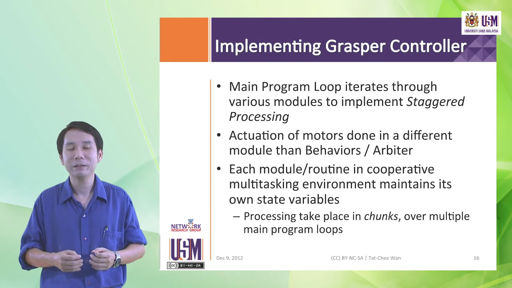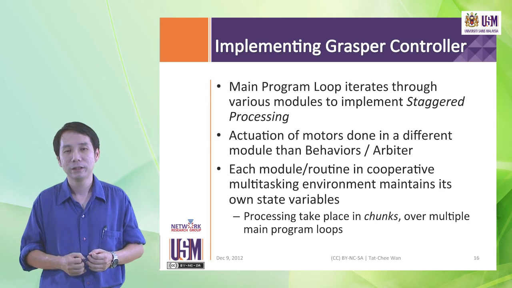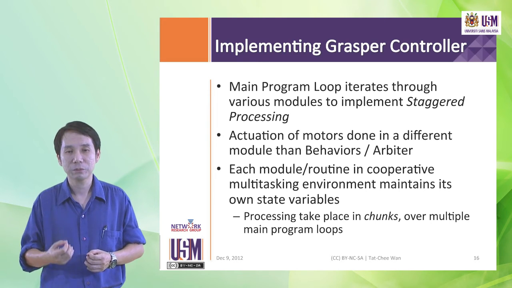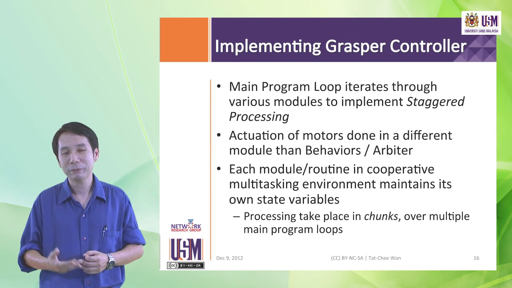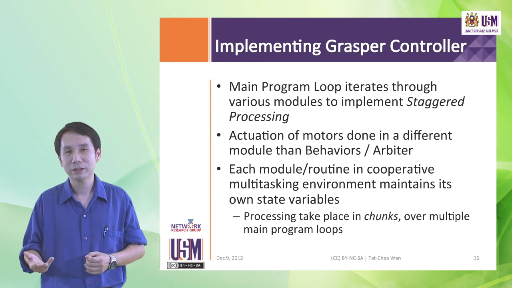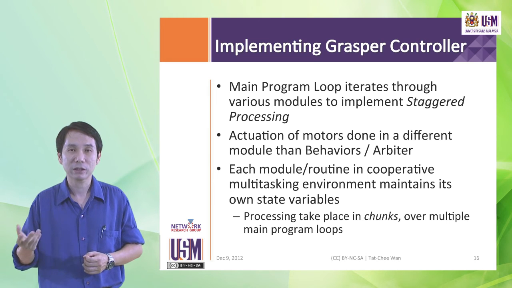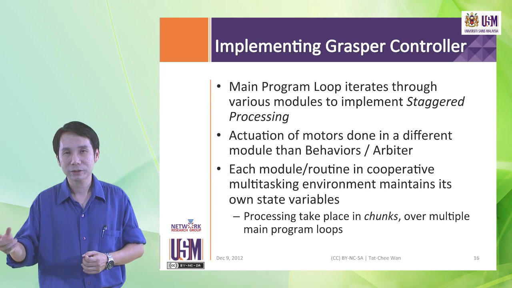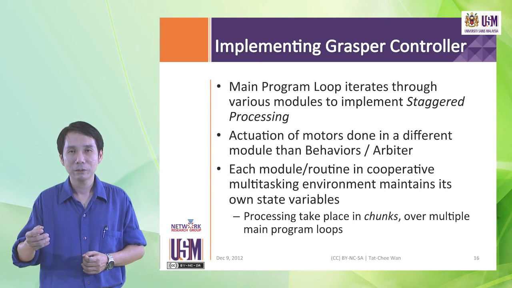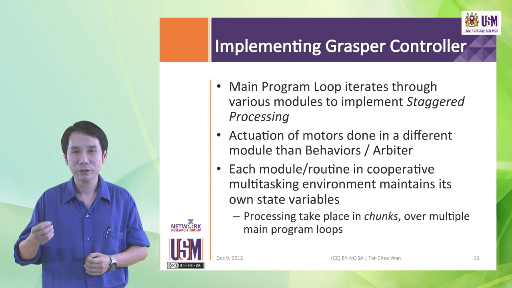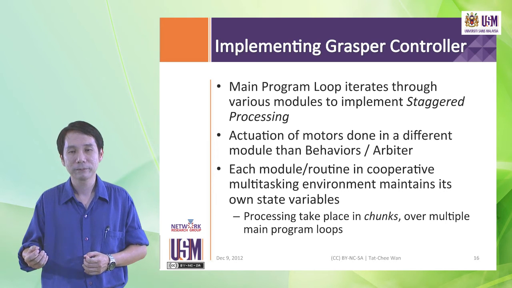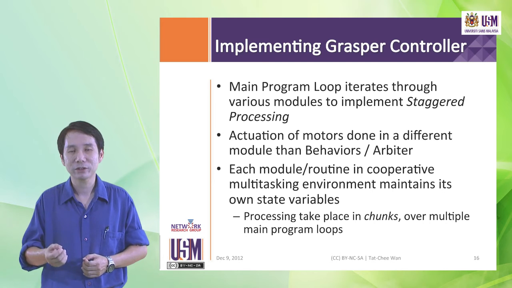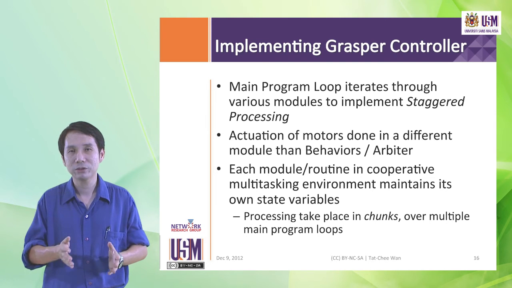Now we look at how we can implement the Grasper controller. The main loop will iterate through various modules to implement the staggered processing approach. So if a behavior is triggered, it will indicate to, for example, the claw to start opening or start closing. This triggering of the claw to start opening will cause a value for the actuator to be programmed into the controller. And the actuation of the motor is actually done in a different module than the behaviors of the arbiter itself to separate the two processes.